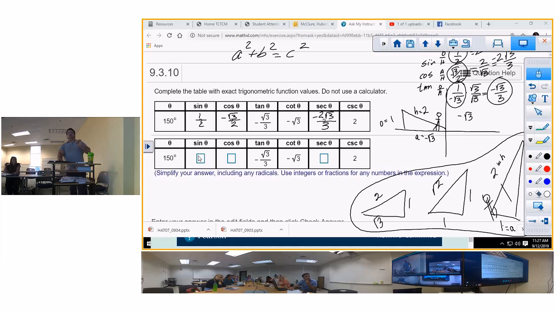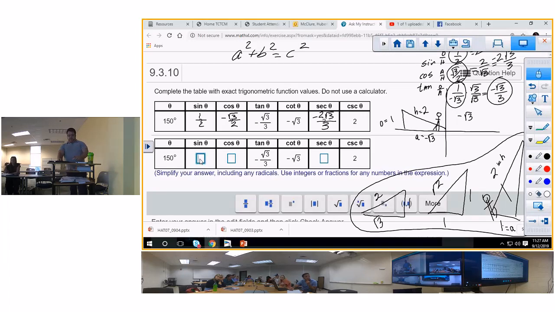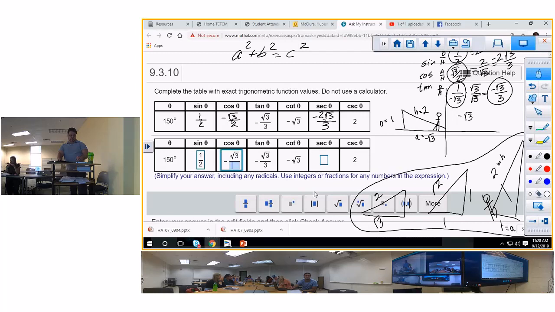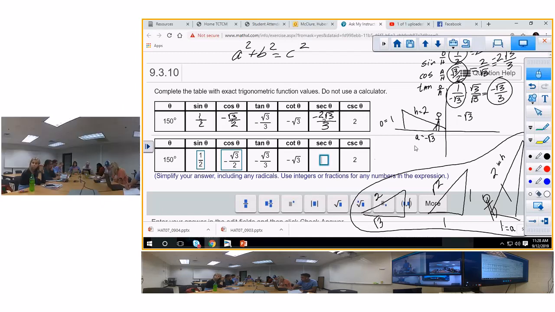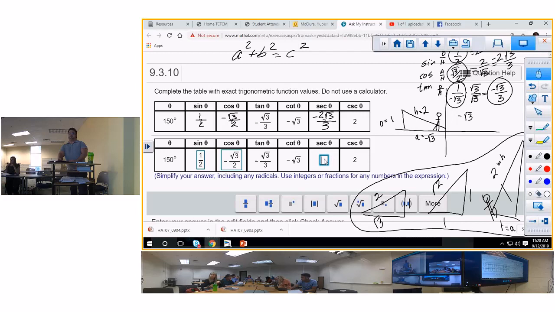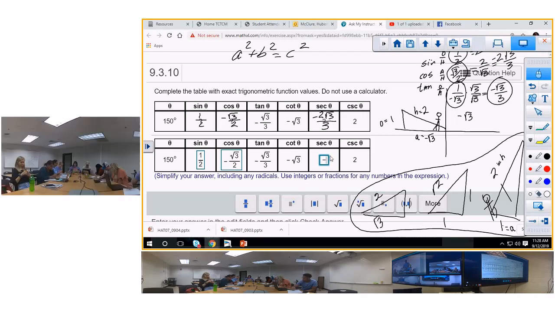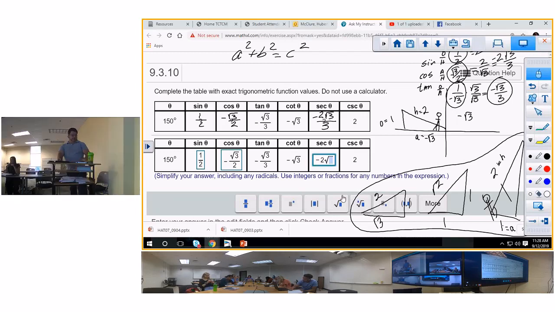The less memorization you have to do, the better, because that means you're actually learning something. The rest is regurgitation. What is that? Negative square root of 3 over 2, divided by 2. And what is the secant? That's 2 square root 3 over 3. Negative 2 square root 3 over 3.